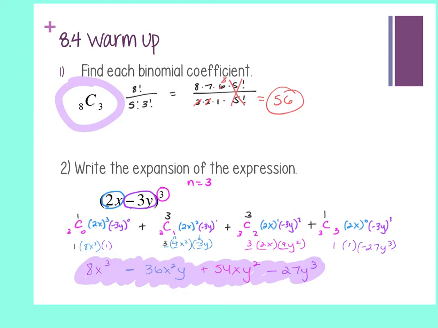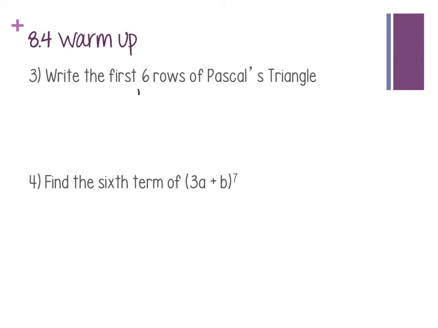Yeah. So first 6 rows: 1; 1, 1; 1, 2, 1; 1, 3, 3, 1; 1, 4, 6, 4, 1; 1, 5, 10, 10, 5, 1. So 1, 2, 3, 4, 5, 6 rows. Okay. And for that last question, because we raise it to the third power, we would want we raise it to the.